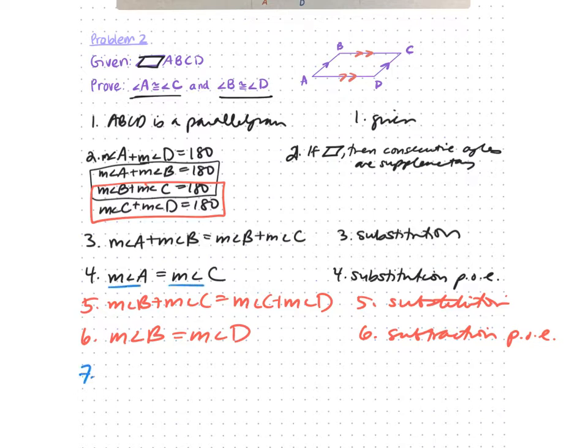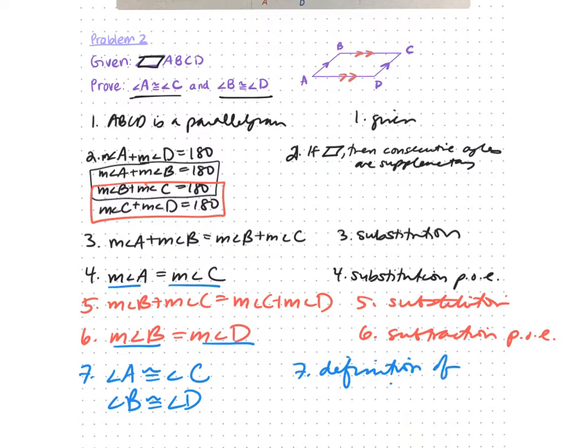Since the measure of angle A equals measure of angle C, then angle A is congruent to angle C. And since measure of angle B equals measure of angle D, angle B is congruent to angle D, and that is by the definition of congruence.